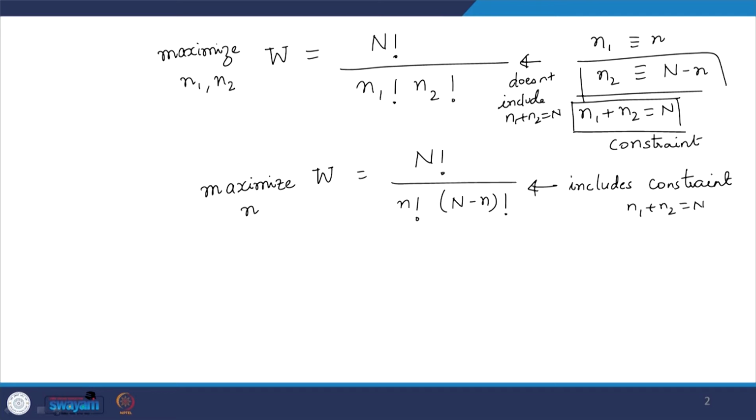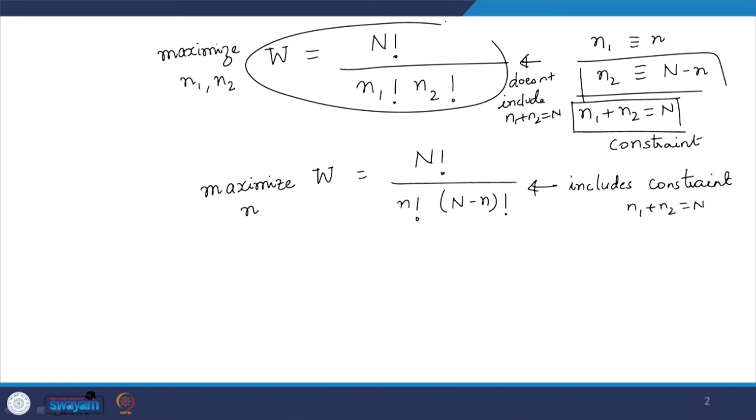So, the one way to look at it is, let us say for example, if I maximize the first function, that is the function that is right here, then I will get some value of n1 and n2 for which W is maximum. Now, that particular value may or may not satisfy the constraint, and if it does not, then even though W is being maximized for that value of n1 and n2, those values are not correct because n1 plus n2 must be equal to N. That is a constraint that is given in the problem, right.